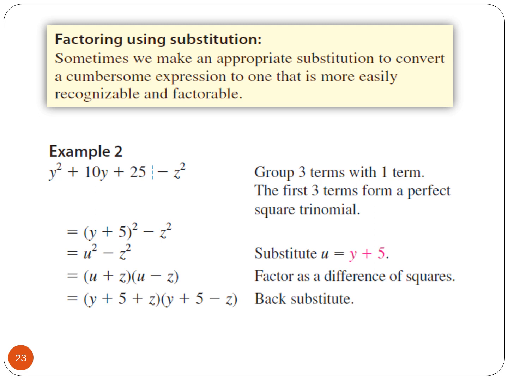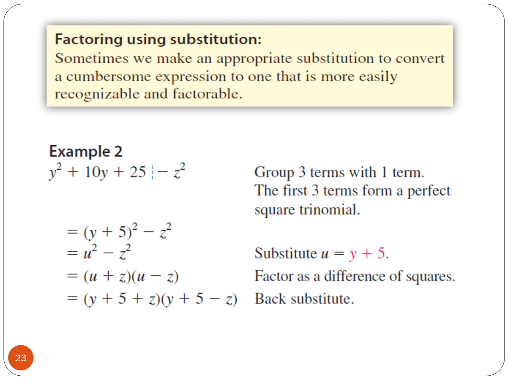The expression we're trying to factor is y squared plus 10y plus 25 minus z squared. What we will do is group the first 3 terms together, and then 1 term will be left alone. The first 3 terms, y squared plus 10y plus 25, form a perfect square trinomial. So you can write it as (y plus 5) squared minus the fourth term, which is z squared.